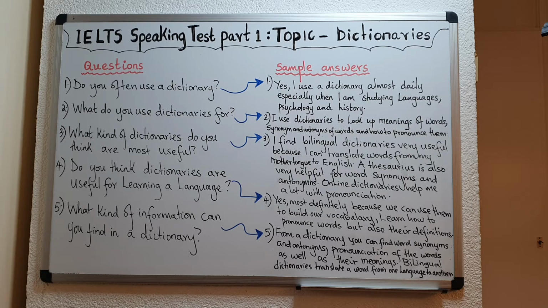And if you want to use linking words, if you want to use connectors in the whole answer, then you can say, firstly, I use dictionaries to look up meanings of words. Furthermore, I use them to find words that have the same meaning and the opposite meaning. And finally, I use dictionaries to know how to pronounce words.